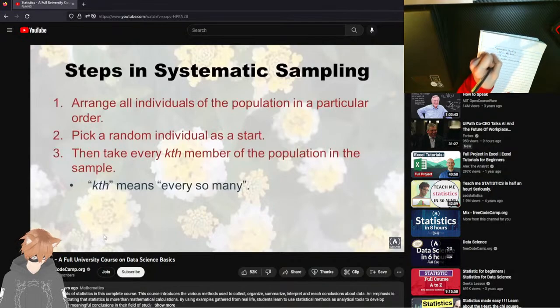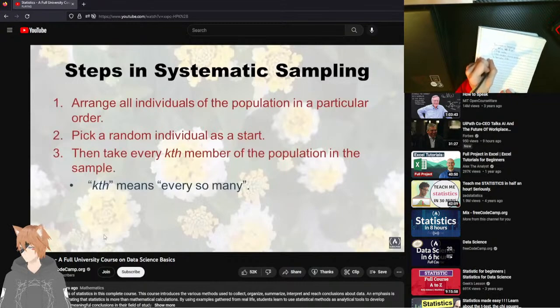Then the next step, step 3, is take every kth member of the population in the sample. Now, don't try this in Scrabble. Kth is not a word in Scrabble, okay? It's just a word in statistics-ese. And what kth means, spelled K-T-H, it means every so many. So let's pick a number and fill it in for K. So let's pick the number 3.